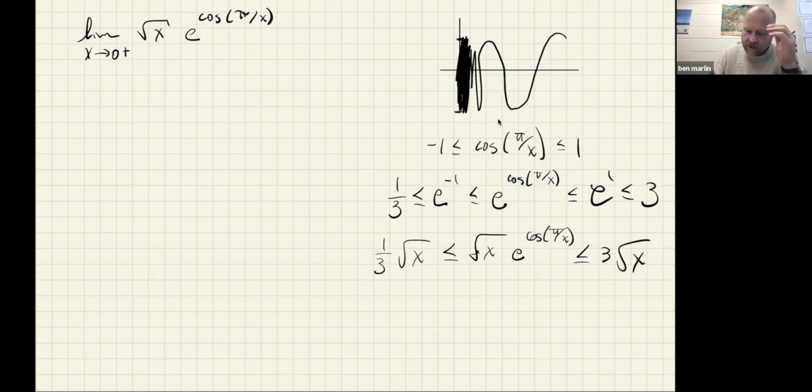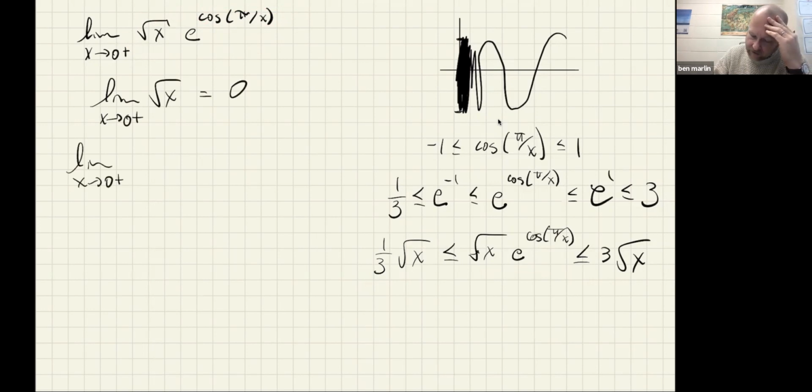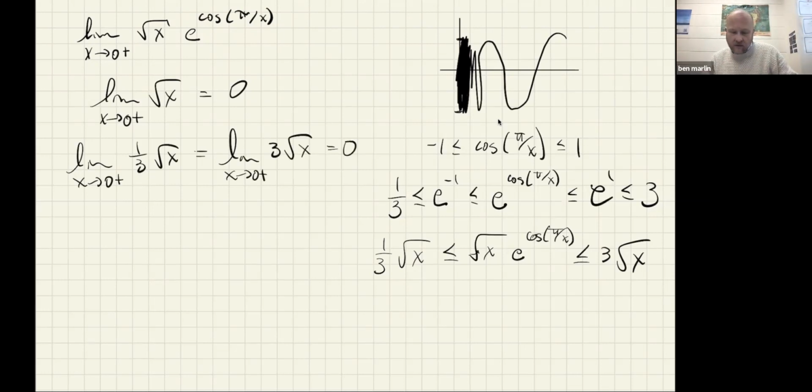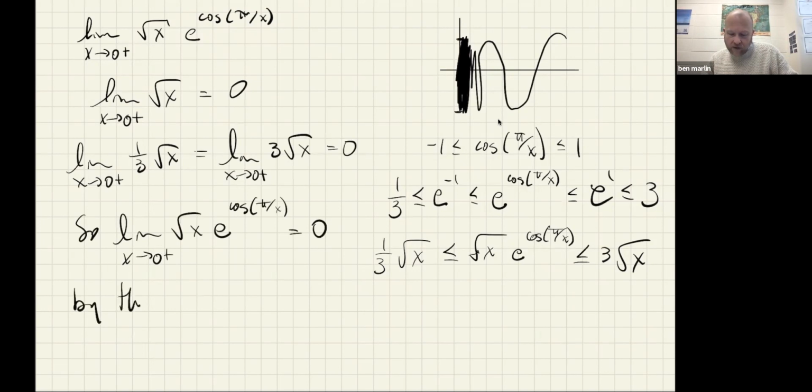So because of the fact that we're able to take the limit as x goes to 0 from the right of the square root of x and get 0, then that means the limit as x goes to 0 from the right of 1/3 square root of x, and the limit as x goes to 0 from the right of 3 square roots of x, those will all turn out to be 0. So the limit as x goes to 0 from the right of the square root of x e to the cosine pi over x is going to be equal to 0 by the squeeze theorem.